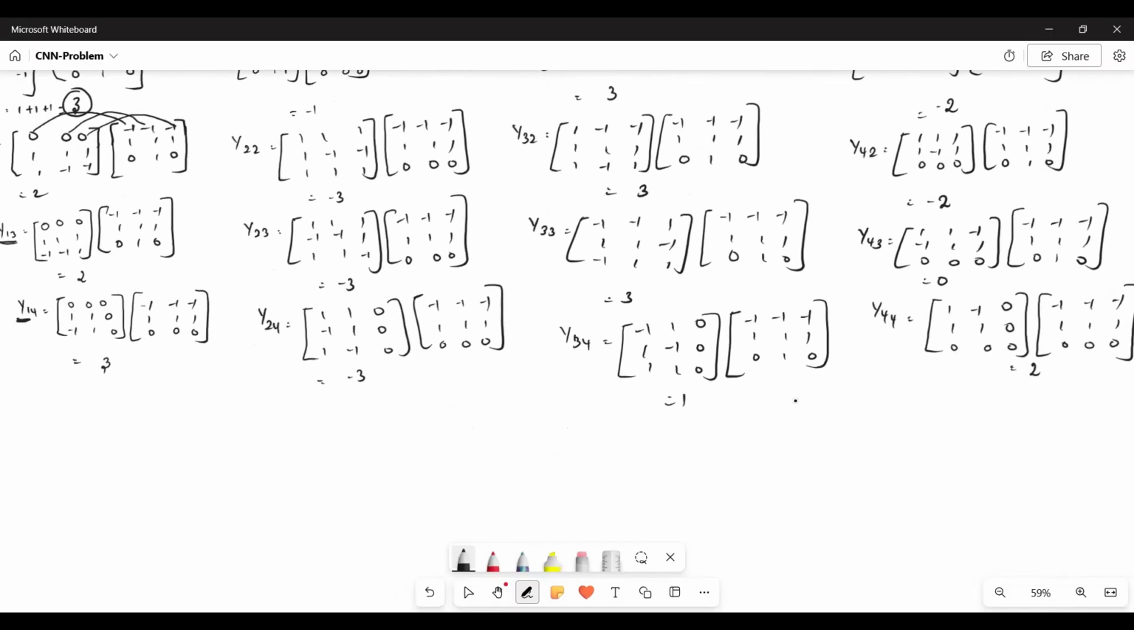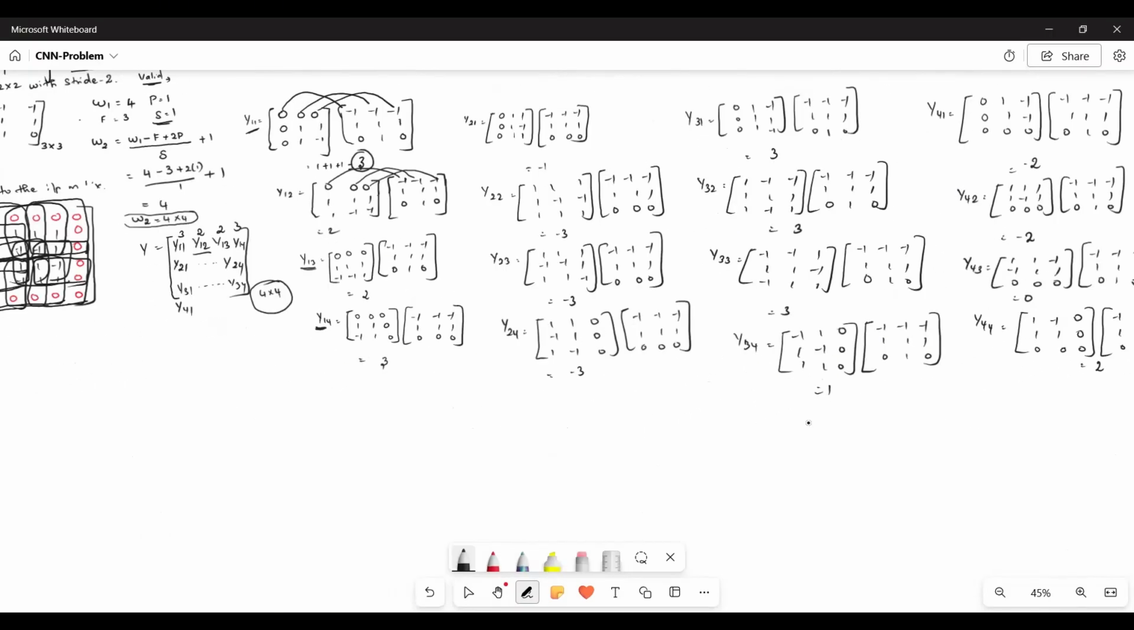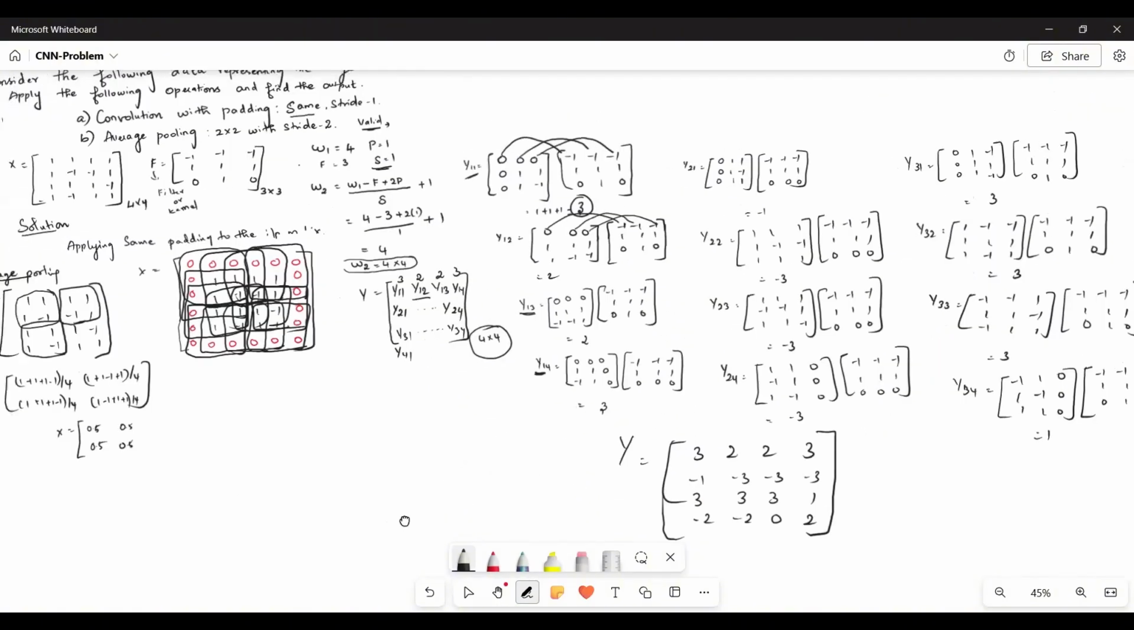So now we are going to write the output matrix Y. So output matrix Y is equal to 3, 2, 2, 3; minus 1, minus 3, minus 3, minus 3; 3, 3, 3, 1; and the last row minus 2, minus 2, 0, 2. So this is the output matrix after performing the convolution operation with the given filter.